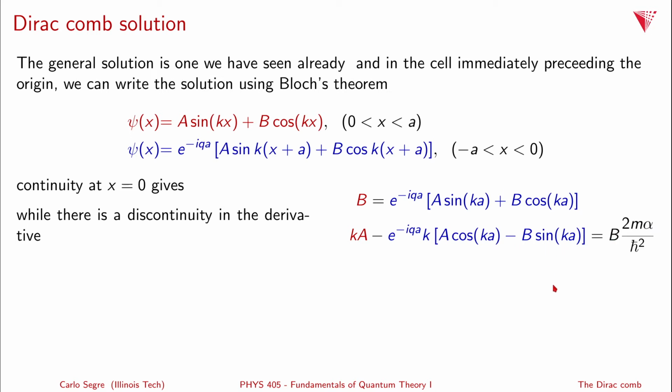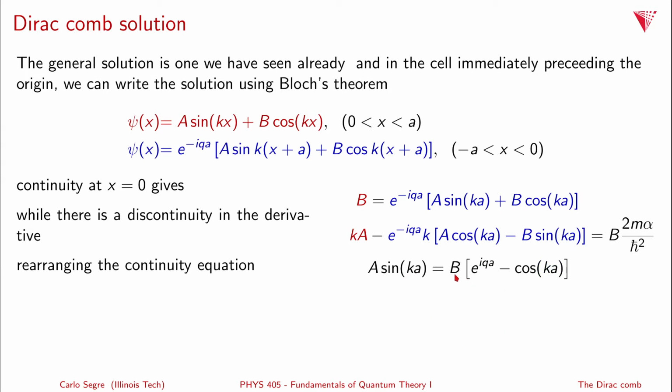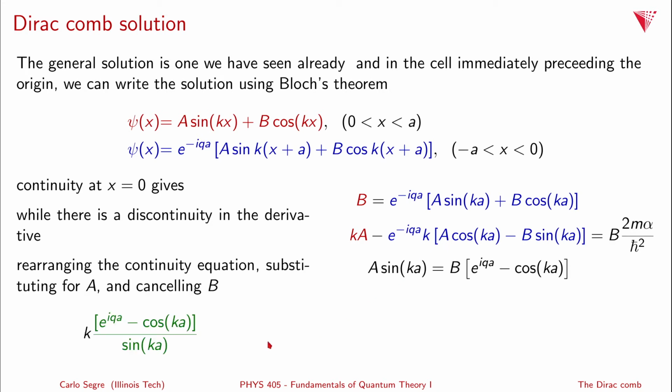And that's equal to b, the value of the function at the origin, times 2m alpha over h bar squared. We can now rearrange this continuity equation, solving for a times sine of ka. So a times sine of ka is b times e to the iqa minus cosine of ka. If we divide by sine of ka and substitute the value for capital A into the second equation, and cancel the b's, we get the following.